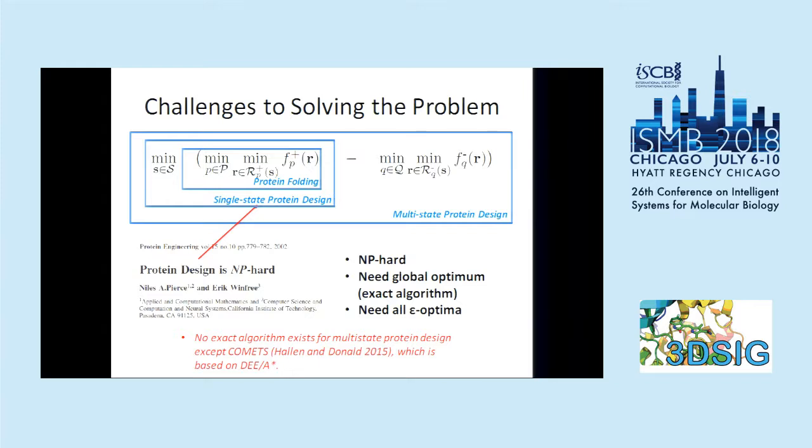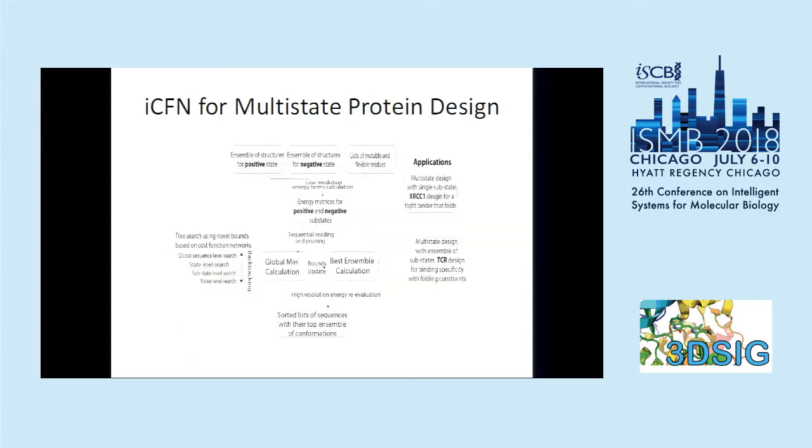That means you cannot have algorithms better than polynomial. Algorithms that can guarantee a global optimum are pretty much exhaustive algorithms, but they need to be very efficient and smart. Otherwise, we just cannot enumerate all these combinatorials. There's no exact algorithm for multi-state protein design except COMETS, which was published in 2015. This is based on dead-end elimination and A star, one of the first prototype exact algorithms for single-state protein design.